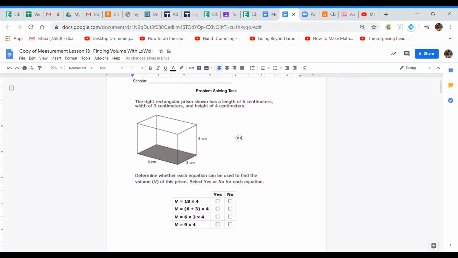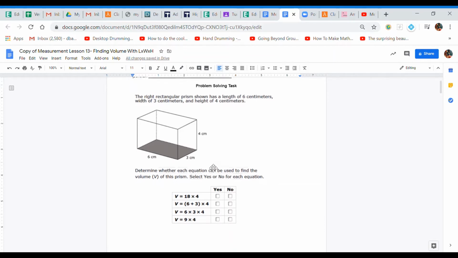All right, here we are. This is the problem solving task. It says a right rectangular prism has a length of 6 centimeters, a width of 3 centimeters, and a height of 4 centimeters. And just to give you an idea about this, you need to have done the lesson before, lesson 12, to really understand what's happening here.